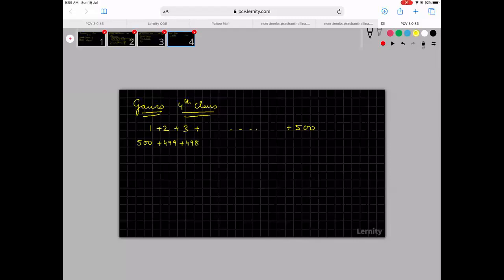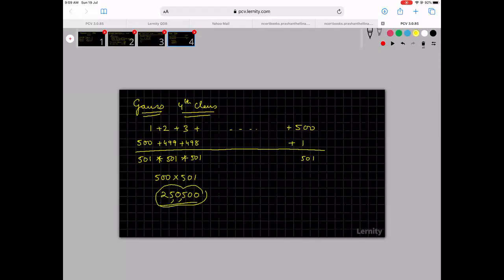And he saw that this is 501, this is 501, this is 501, this is also 501. So he simply said the sum of all the numbers is 500 into 501, which he quickly did, 250500. And within no time, he gave the teacher this number. And the teacher is astonished, because he thought that he was going to engage the children for the entire class with this one question. But unfortunately, it didn't work out.